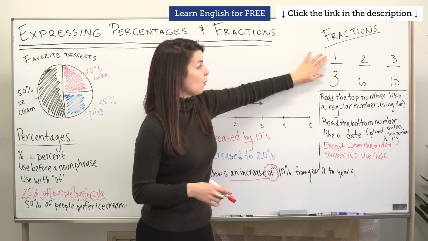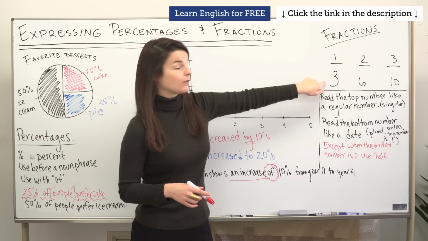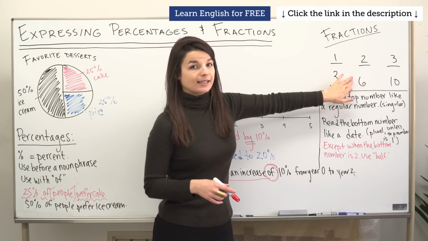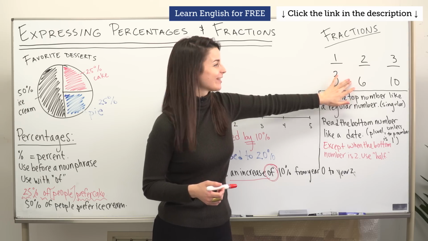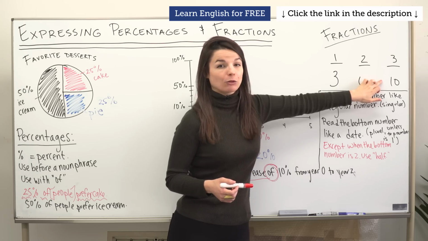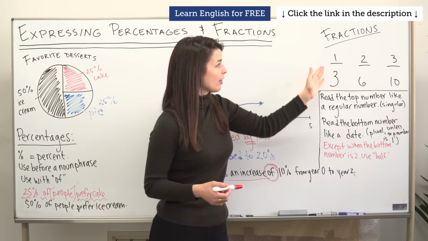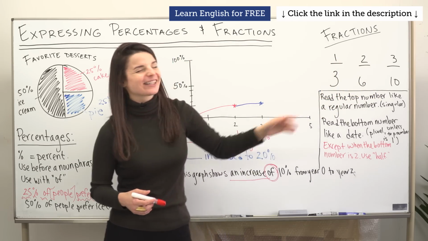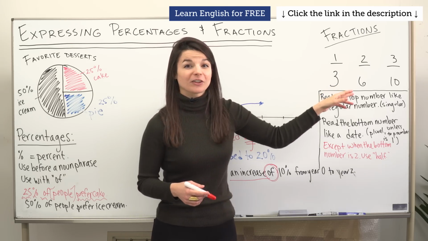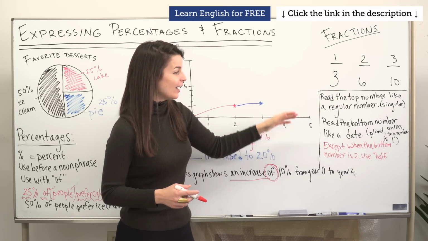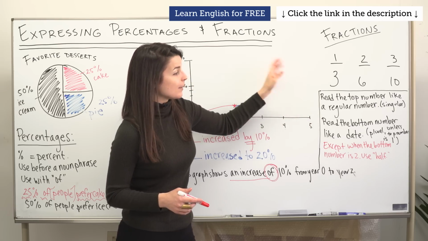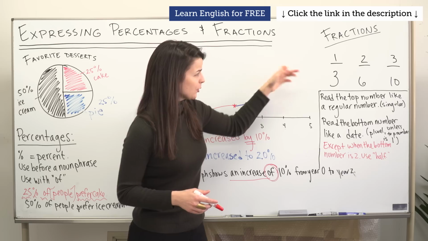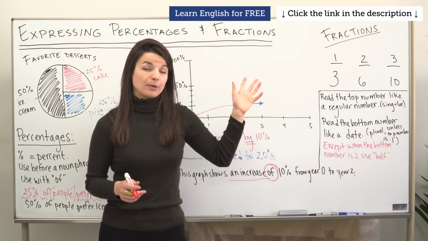So for example, 1/3 would be this one. 2/6. This is a hard one for pronunciation. 2/6. It's even hard for native speakers to say. 3/10. So 1/3, 2/6, 3/10. So if it's difficult for you to say, don't worry. It's hard for me to say too. But the plural form should always be used unless the top number is a 1.